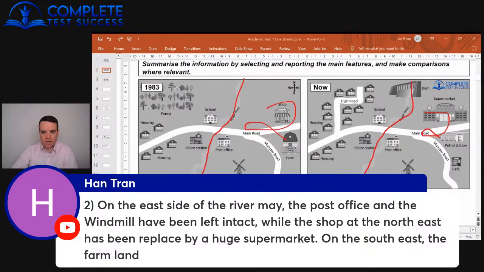Okay, so I have 3 more comments. I have a comment here from Chung and a comment from Vipin, and then we're going to finish up for today. On the east side of the river, the post office and the windmill have been left intact. Okay, so we haven't moved on to that side.